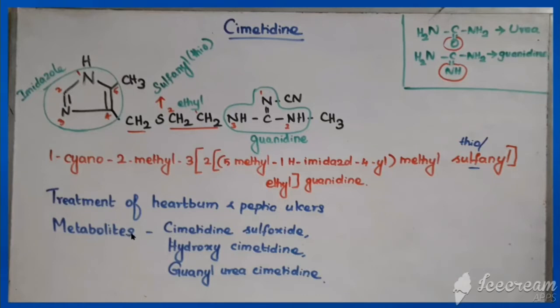What are the main metabolites of cimetidine? They are cimetidine sulfoxide, hydroxycimetidine, and guanyl urea cimetidine.